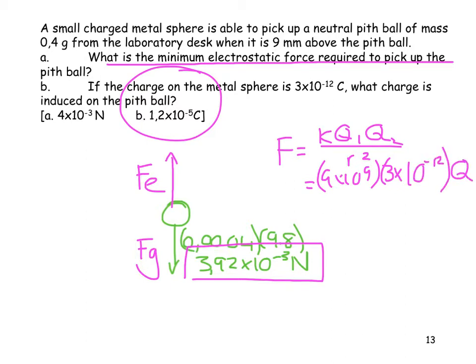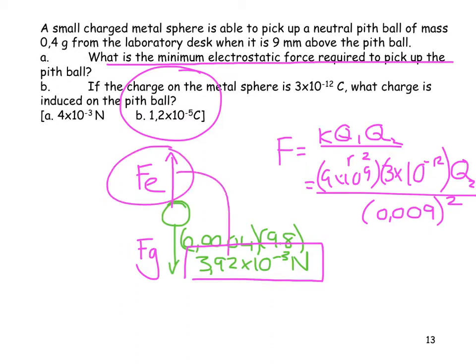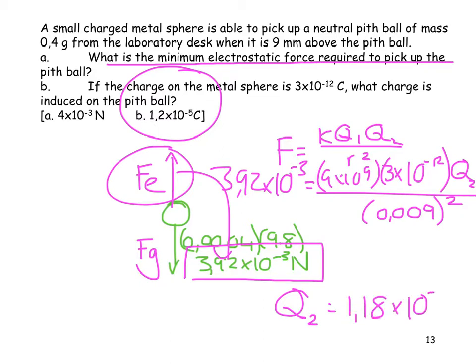The charge on the pith ball, I don't know. I do know the distance between them, 0,009, because it's 9 millimeters. Don't forget to square it. I do know the force, I've just worked that out, is 3,92 times 10 to the negative 3. And therefore my charge turns out to be equal to 1,18 times 10 to the negative 5 coulombs.